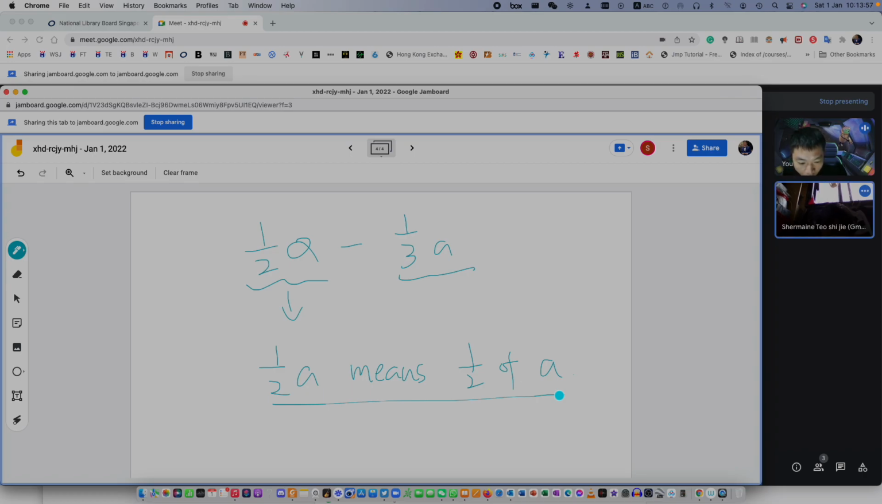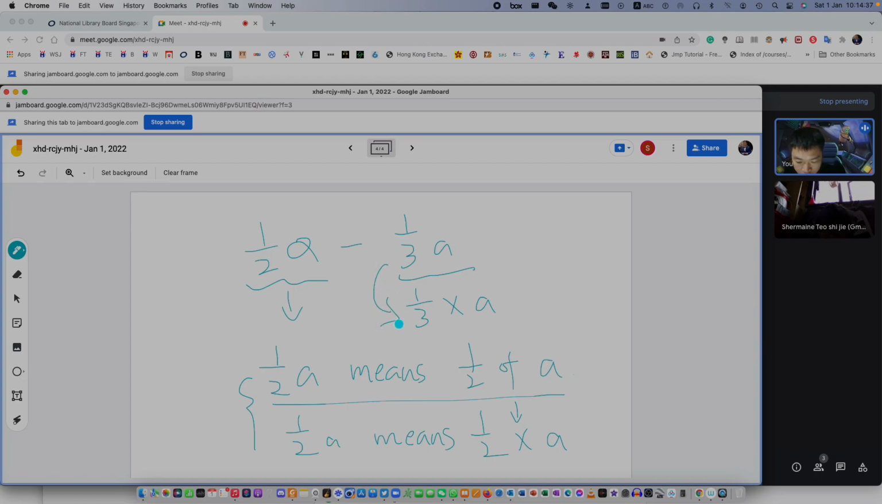Why do I say so? Because what's the meaning of "of" in mathematics? Multiply, right? So if "of" means multiply, half of a means half multiplied by a. Are you clear? So by the same token, 1/3 a is 1/3 times a. Does it make sense to you?